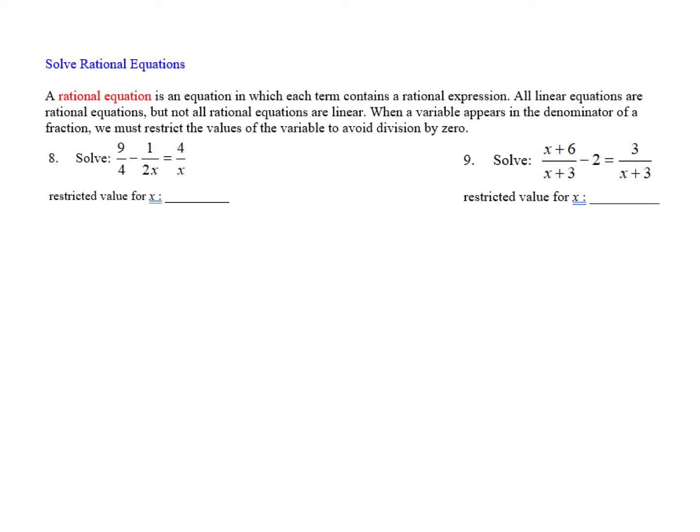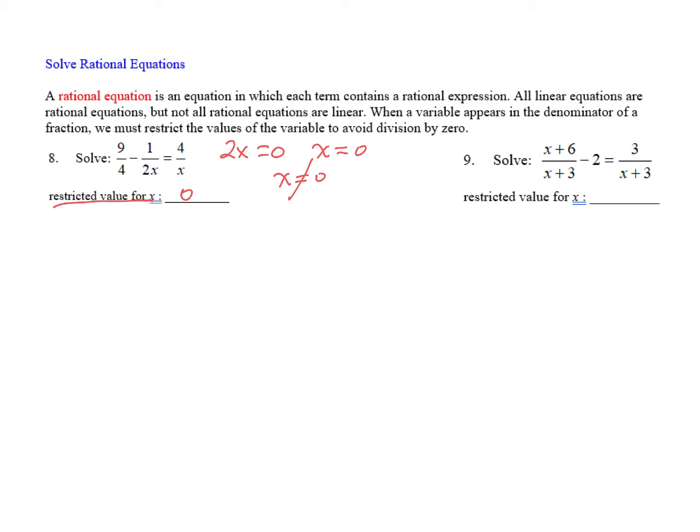So on this first one, question number 8, we're looking at 9 over 4 minus 1 over 2x equals 4 over x. So the question becomes, what values of x would make the denominator equal 0? What values of x will make 2x equal 0 or will make x equal 0? And in both of those cases, it's the same number. In both cases, 0 makes that denominator be 0. So the restricted value for x is going to be 0. That means x can't be 0.